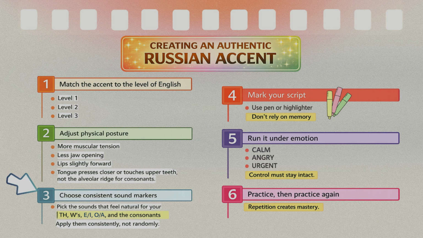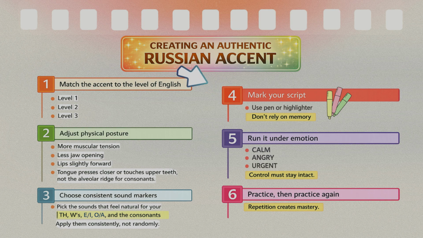Step 3 is choosing a few consistent sound patterns. And remember, don't change everything. That's where many accents become chaotic. Instead, choose a few key sounds, for example the TH sound, the W sound, certain vowel sounds, and some consonants. Apply those changes consistently. Consistency is much more convincing than randomness.